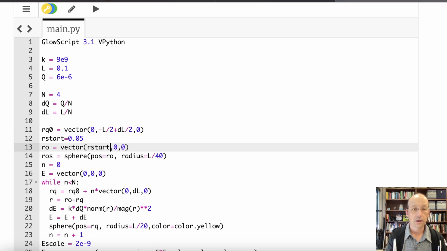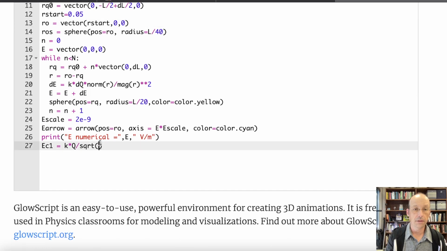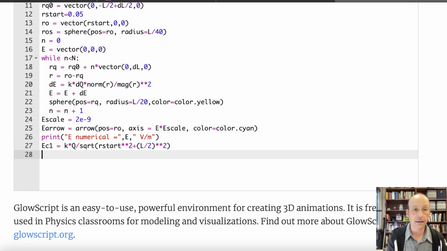R start. And then this is going to be the square root of R start squared plus L over 2 squared. Then I need EC2. The other version is just going to be K times 2 times Q divided by L times R start.